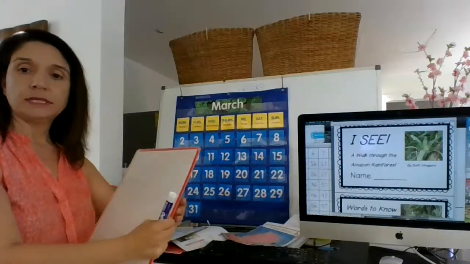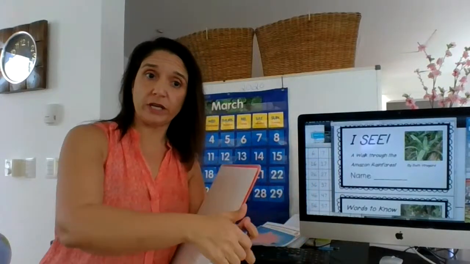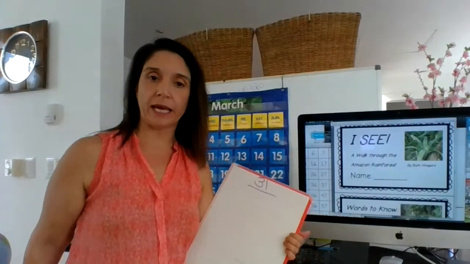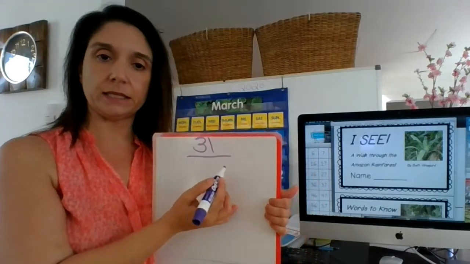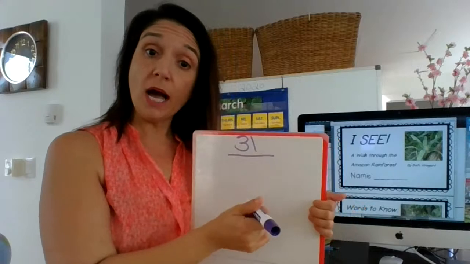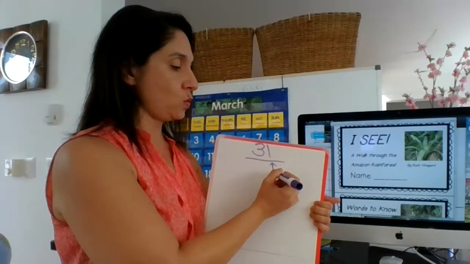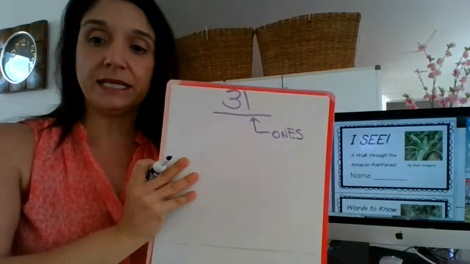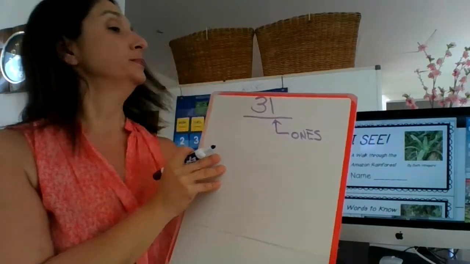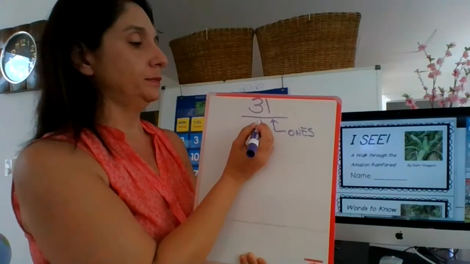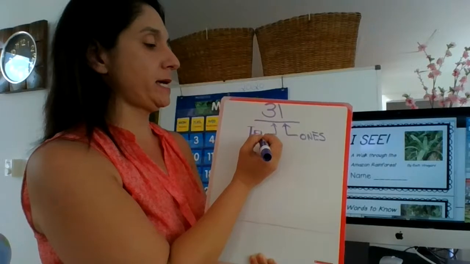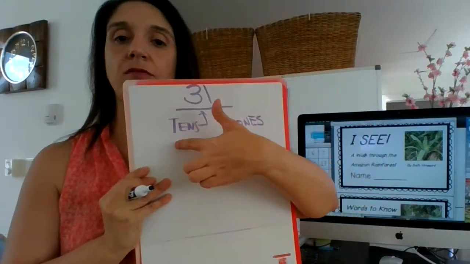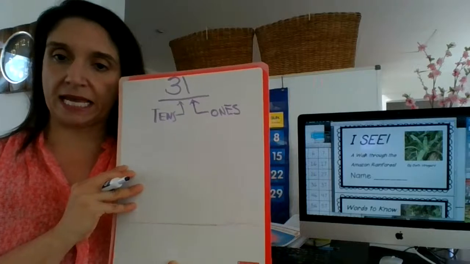So let's take a look at our number 31. And let's make some sentences with our number 31. What do you think? Some number sentences? All right, what number is in the ones place? Who remembers? Which one is the ones place? Very good. The one is in the ones place. Remember, this is the ones. And who can tell me what number is in the tens place then? You got it. The three is in the tens place. So we have the ones place and the tens place, right? In Spanish, we have unidades and we have docenas. So we have the ones and we have the tens, okay?